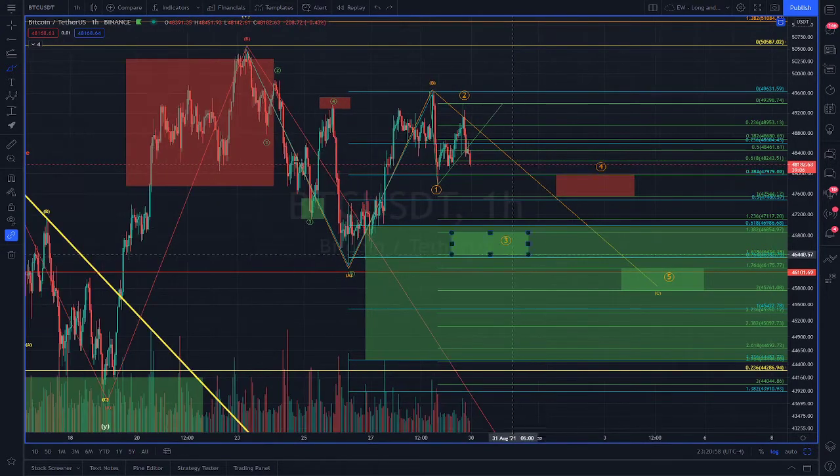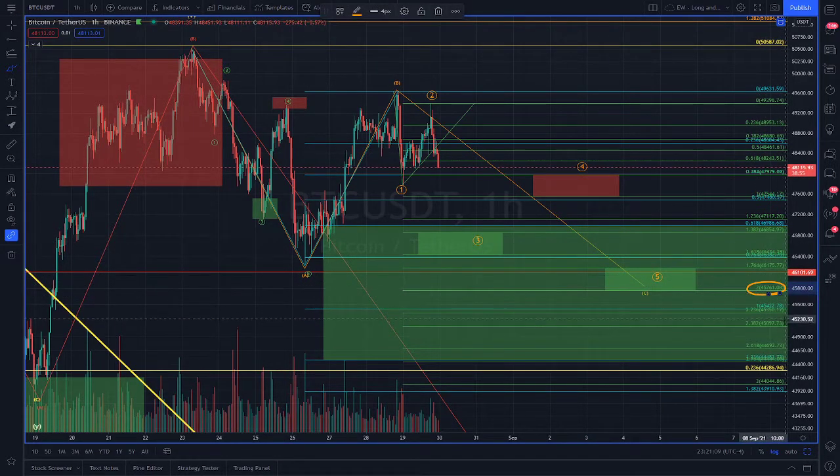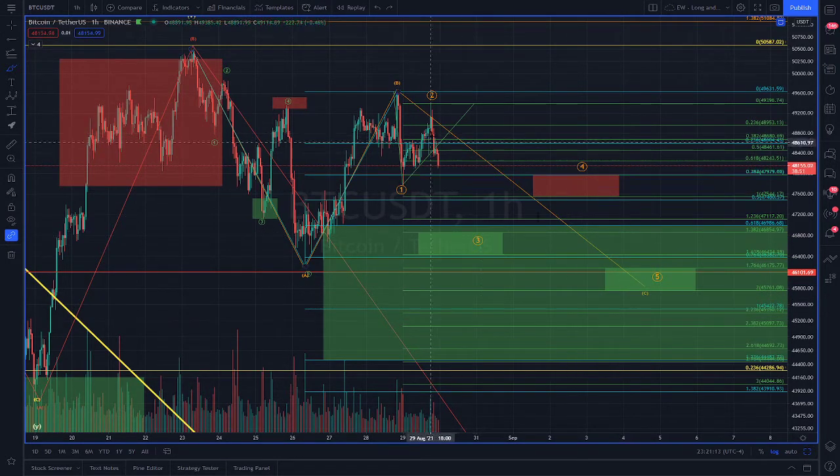So that's what I'm looking for. I think based on this, I'm leaning towards that then being the bottom. Even if it breaks 46K, if it holds right here at 45.7, then I think we're okay to say that that is the end of the correction and we can go up from there.